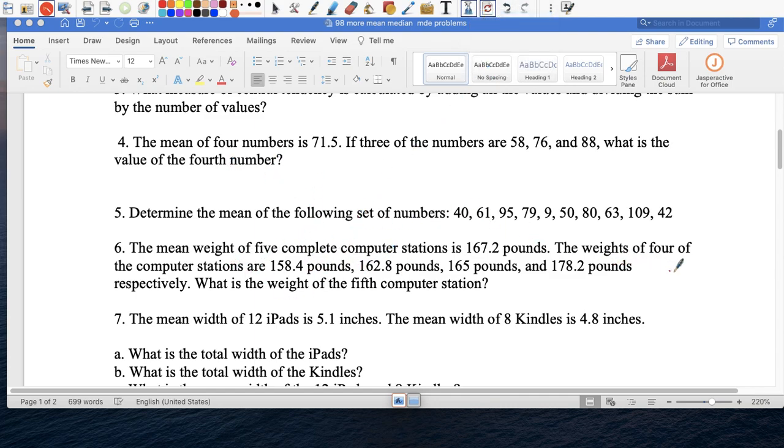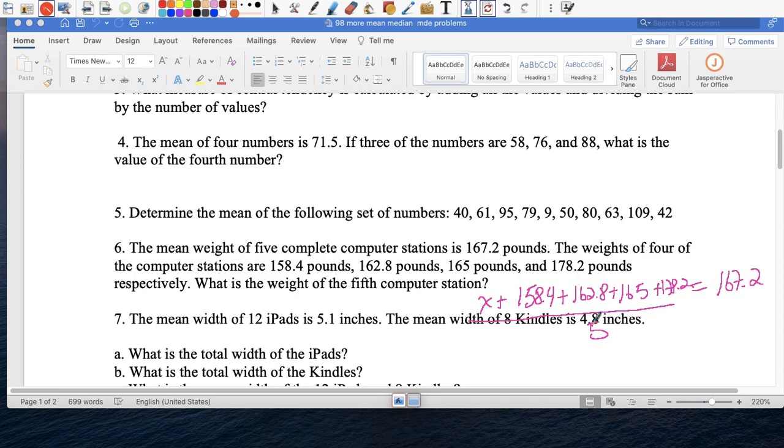Question 6 is the same as question 4. Right? So in this case, they're telling you that the average weight was 167.2. You had 5 weights: 158.4 plus 162.8 plus 165 plus 178.2, and then plus x. So you had 5 weights, and you divided that by 5, and you got 167.2.